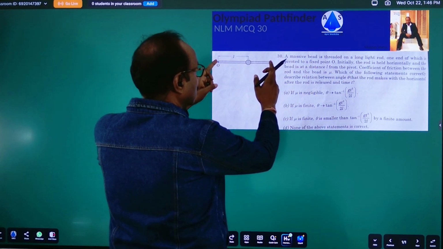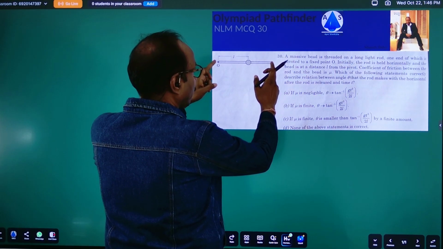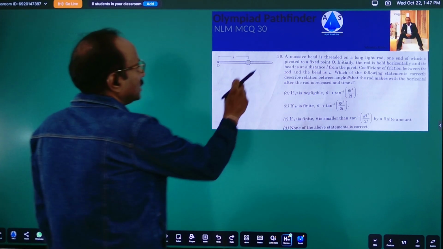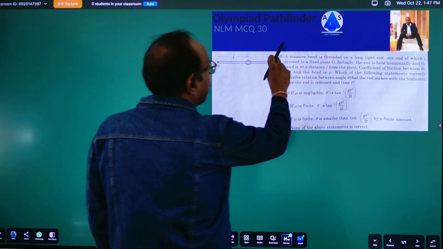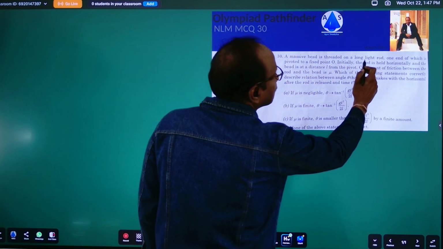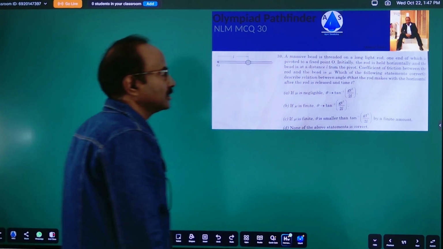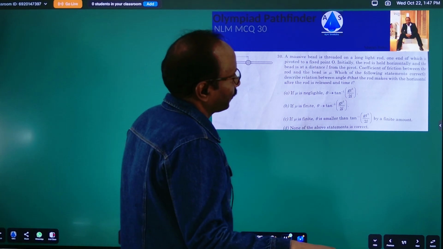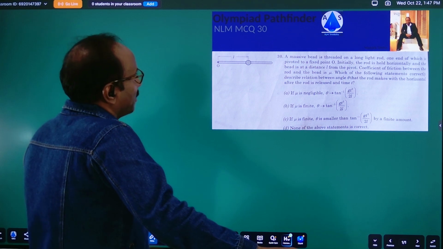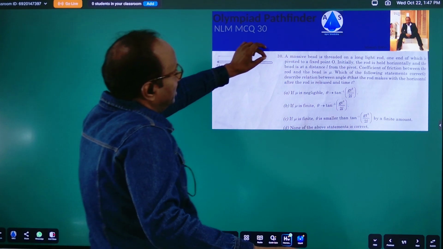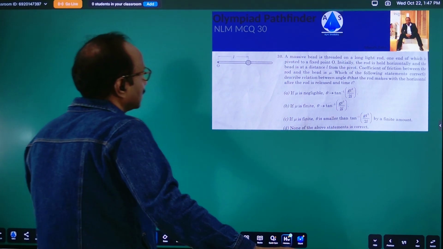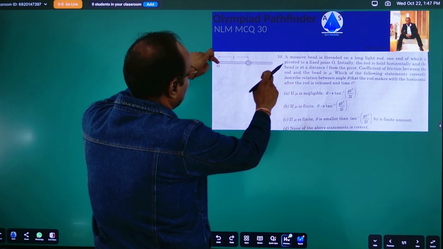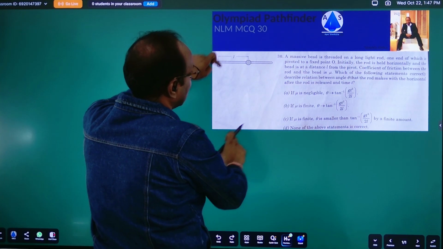This rod is long. But it is massless, since it is saying that it is a light rod, so the mass of the rod is 0. Pivoted at one end. So when it will be released, it will turn about this pivoted point in a circular arc.